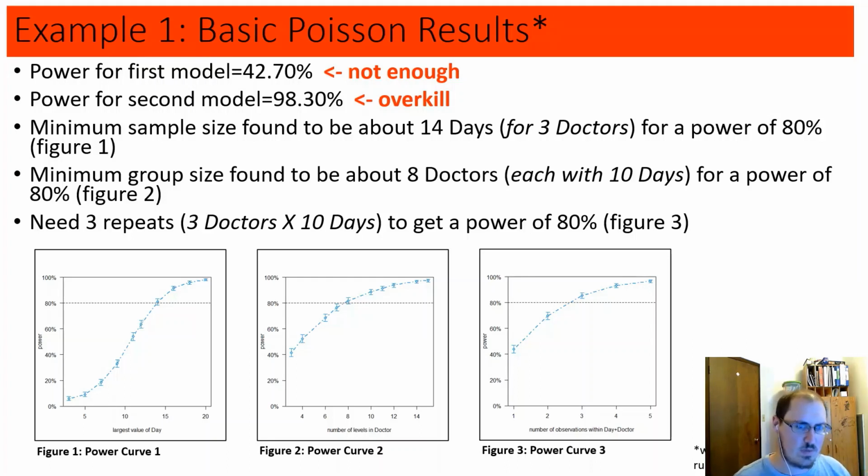And so what this shows is there are different ways to increase your sample size, either by increasing the number of groups, the number of days within groups, or both. And one way might be easier than another way. Maybe it's easier to just add days, or maybe it's easier to add doctors, or maybe you're constrained by both and just need to add repeats. So there we have it for our first example.